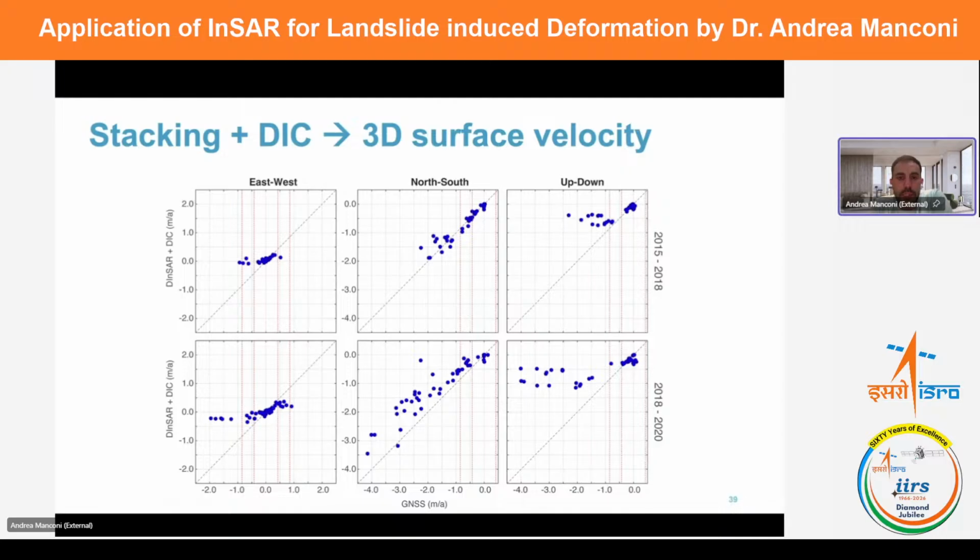Now, if we compare again the results between the ground-based monitoring and the combination, so the 3D components that can be extracted by using the stacking plus the digital image correlation, we see that still in the east-west, we have some problems for some points that are still too fast, and this is because the main deformation is actually in the north-south direction. Here we have a better representation of the north-south until we stay in a certain range of velocities. Here you see it's much better than before, but still we are not reaching a line that would show a perfect agreement between the in situ and the remote sensing approach.